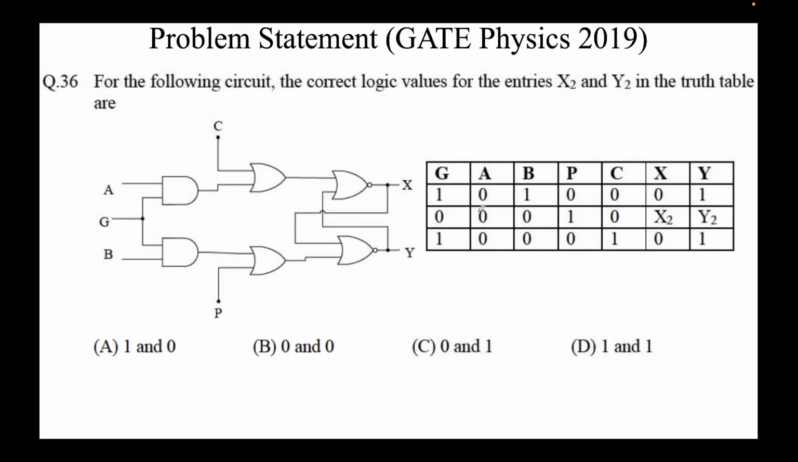Right, so we solved this problem, the sequential circuit, and we obtained that X2 and Y2 were 0 and 0, which is option B. So this is the correct option.